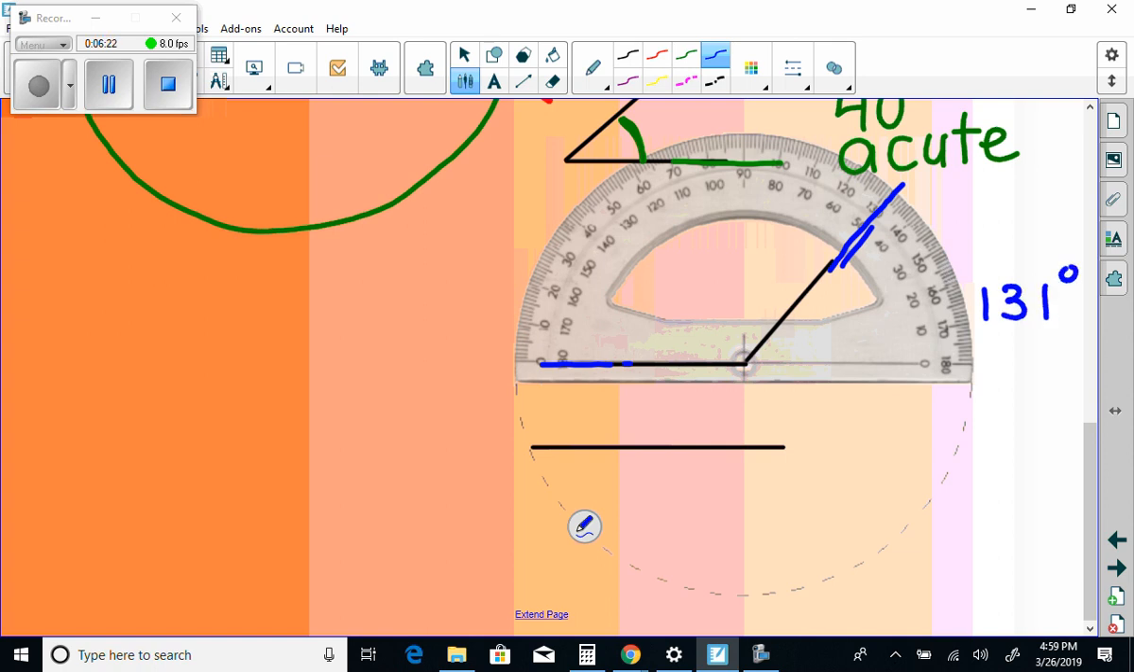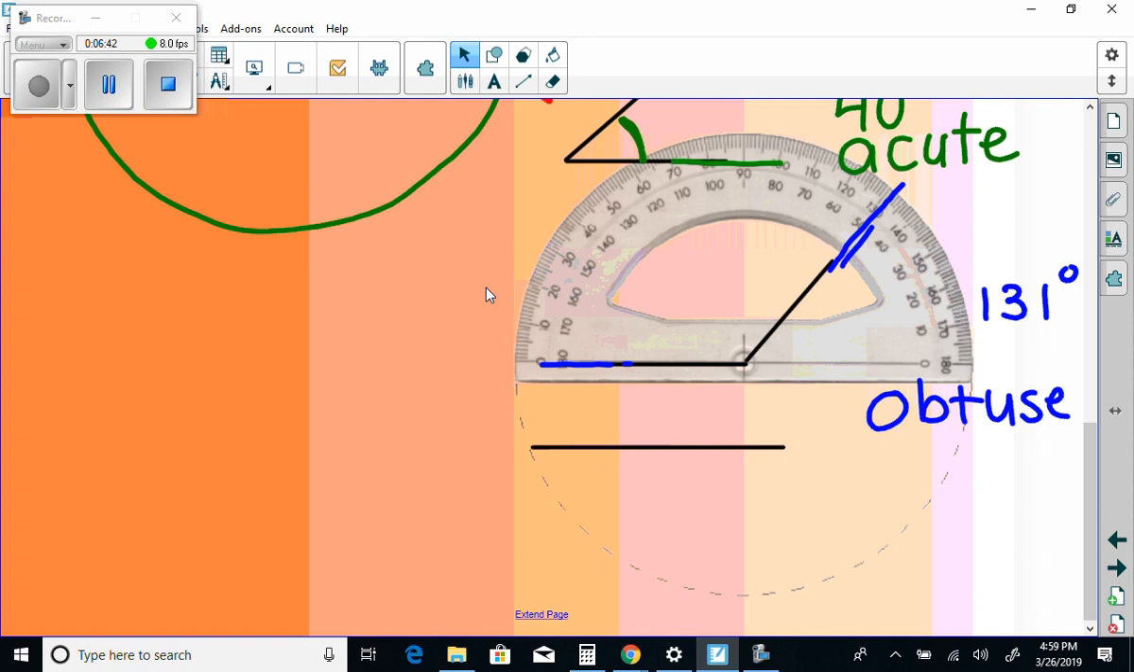Any angle that is larger than 90 degrees up to 179 degrees, we call that an obtuse angle. I better move over some more. I have room to write. We call that an obtuse angle because it is larger than a perpendicular line, which is a 90-degree angle.